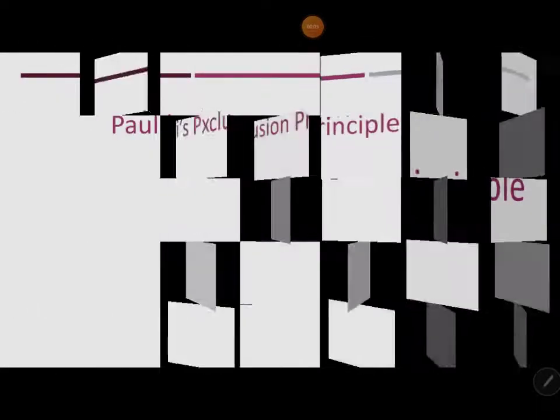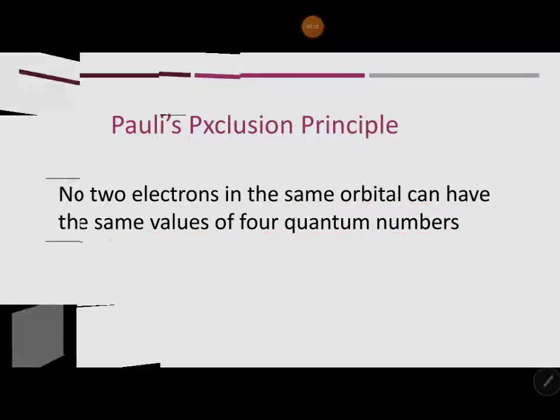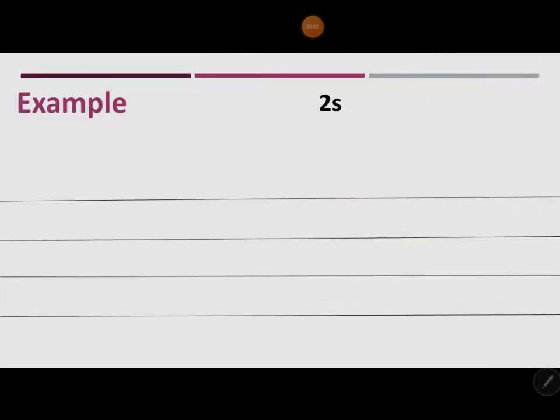Today in this video I will explain Pauli's exclusion principle. According to this principle, no two electrons in the same orbital can have the same values of four quantum numbers. It means if two electrons share the same orbital, they cannot have the same set of four quantum numbers. I will give you an example to clear your concept.